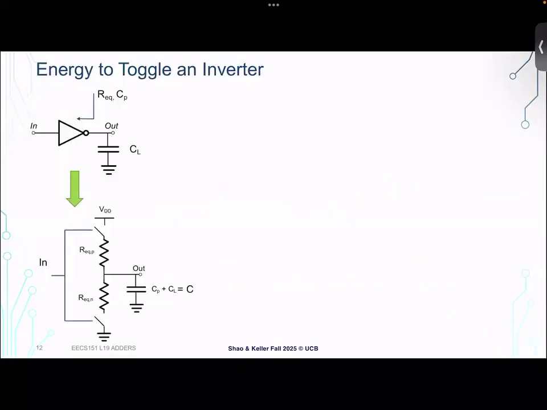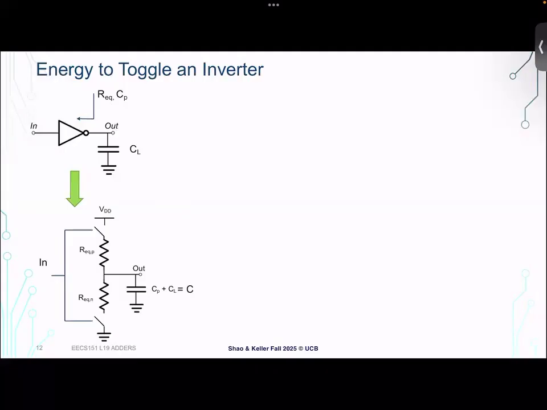Let's talk about how much energy is consumed when we toggle an inverter. Sometimes in this class so far, we've been a little hand-wavy or fuzzy with our derivations, but I'm actually going to go through the derivation of this in detail because it's fairly straightforward. And I think it's actually pretty illuminating to understand where the power is coming from and where it's consumed in the circuit.